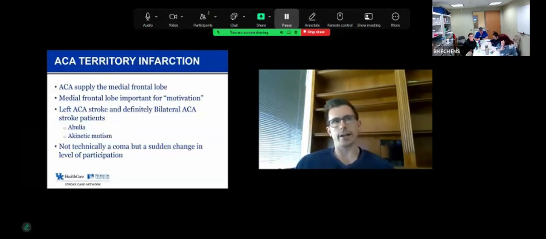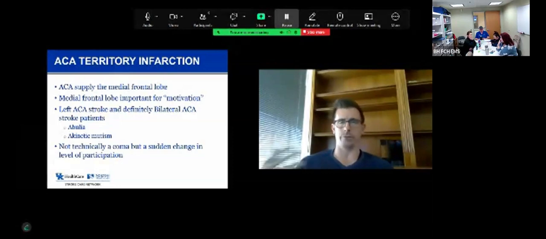ACA territory strokes can cause not really acute coma. These patients are awake, but they can be acutely less participatory with the examiner. The motivation center of the brain lives in the medial frontal lobe, which is supplied by the ACA. And so particularly in bilateral ACA stroke, but also in left more than right ACA stroke, you can see people who are awake and they appear to be looking at you and hearing what you're saying, but they just don't do anything. And it's a sudden change. And this can be from abulia or akinetic mutism from a medial frontal lobe infarct in the ACA territory.